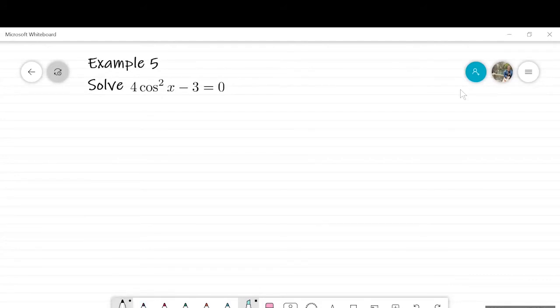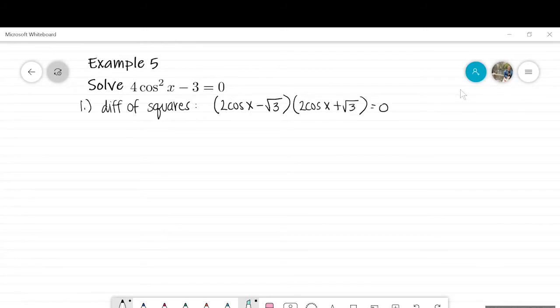So option number 1 is you can actually factor this. You can say this is the difference of squares. I realize this is not a square, but I'll show you. And you can approach this as 2 cosine x minus square root 3, 2 cosine x plus square root 3 equal to 0. And you can use the zero product property like we did on the last example. Now, you don't have to do that. I don't know that that's completely obvious.